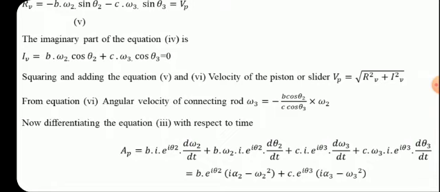This is the 5th, this is the equation 6th. Minus b cos theta 2 divided by c cos theta 3 into omega 2 gives omega 3, the angular velocity of the connecting rod. Taking that term to the other side, in equation number 6 you can observe omega 3 is equal to minus b cos theta 2 divided by c cos theta 3 into omega 2.